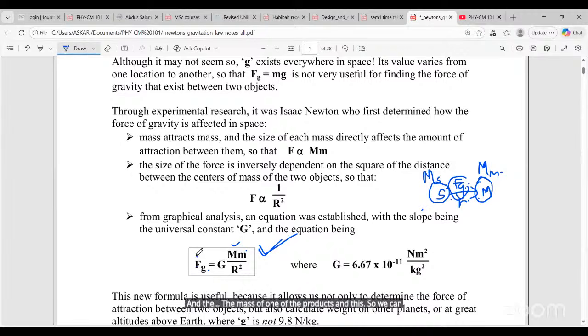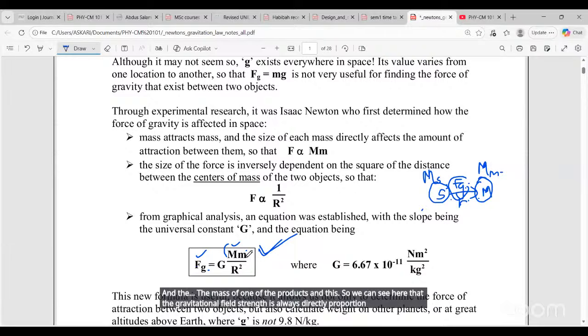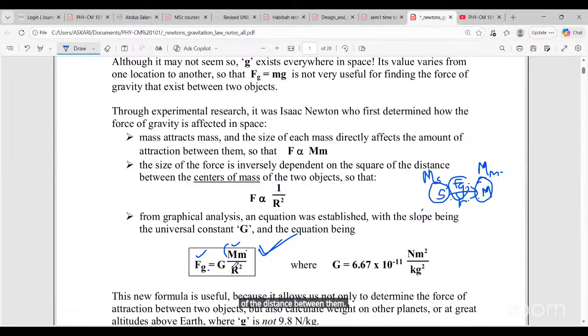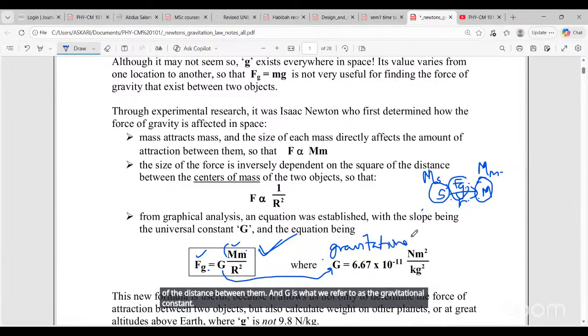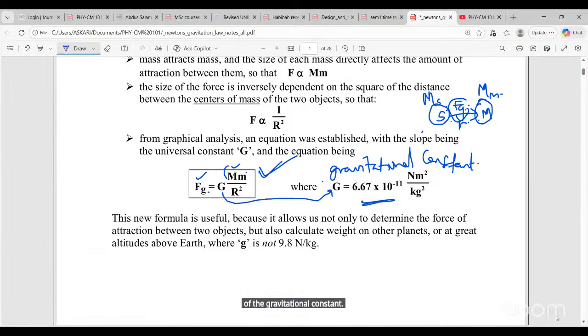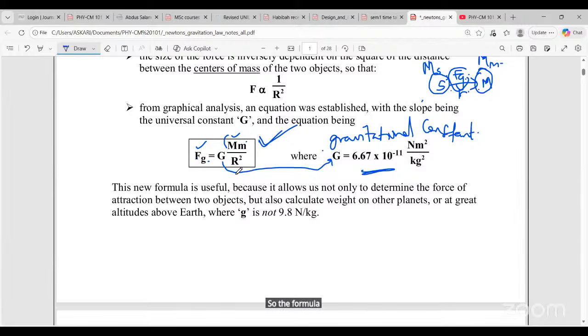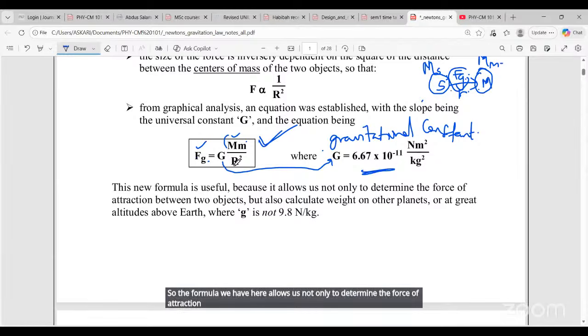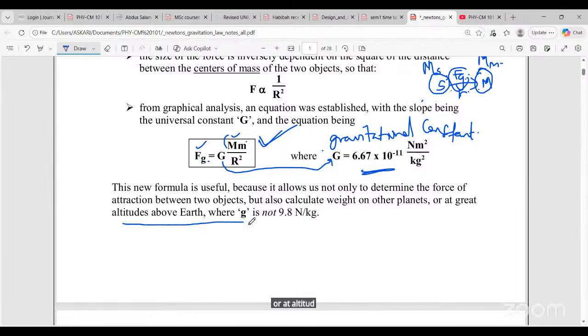So we can see here that the gravitational force is directly proportional to the product of the masses and inversely proportional to the square of the distance between them. And G is what we refer to as the gravitational constant, and this is its value. So the formula we have here allows us not only to determine the force of attraction between two objects, but also to calculate the weight on other planets or at altitudes above the Earth.